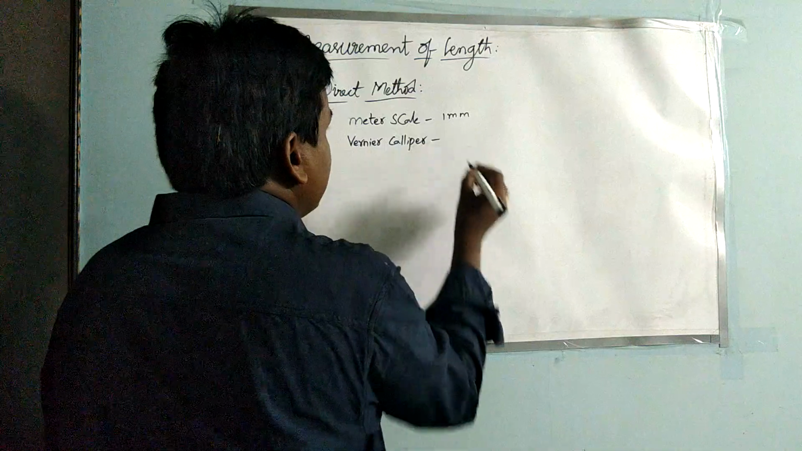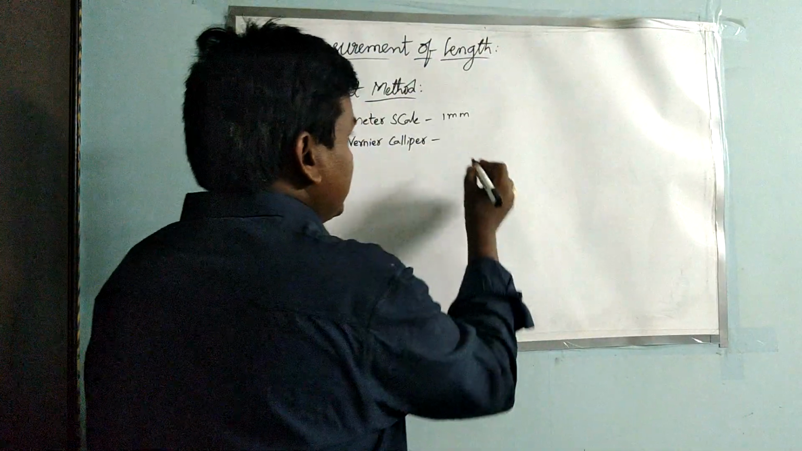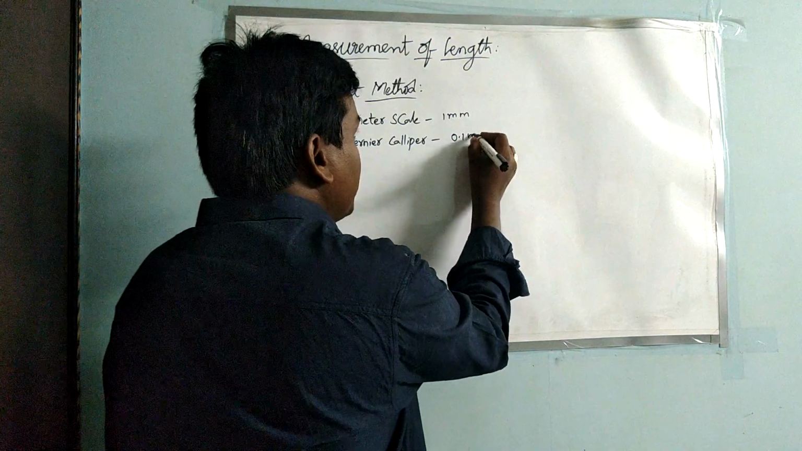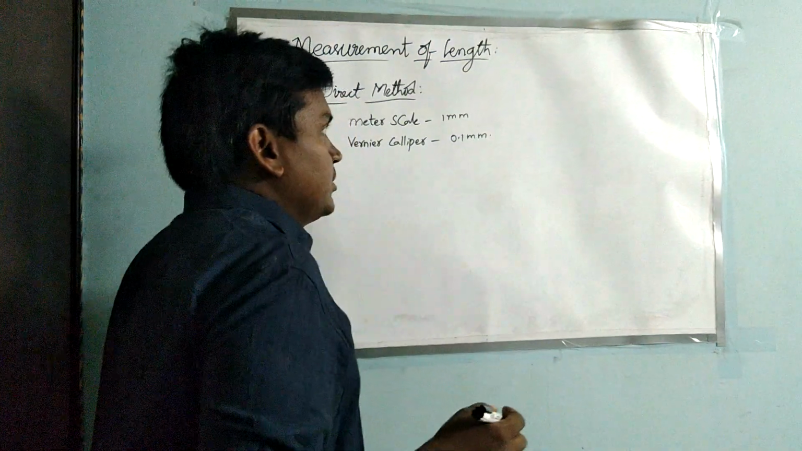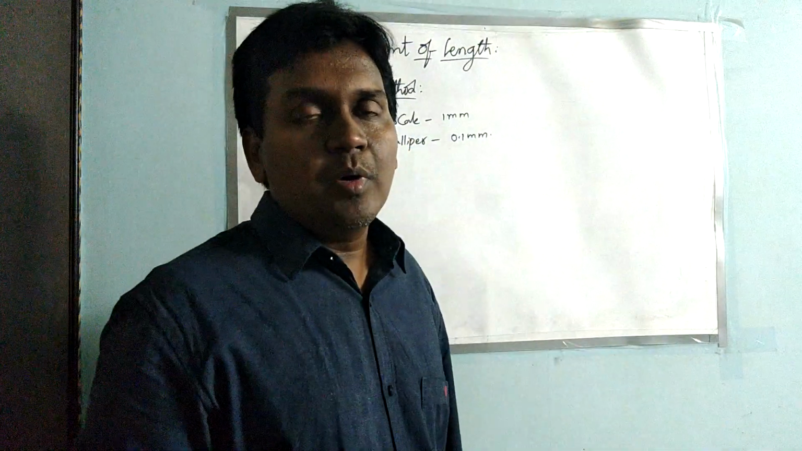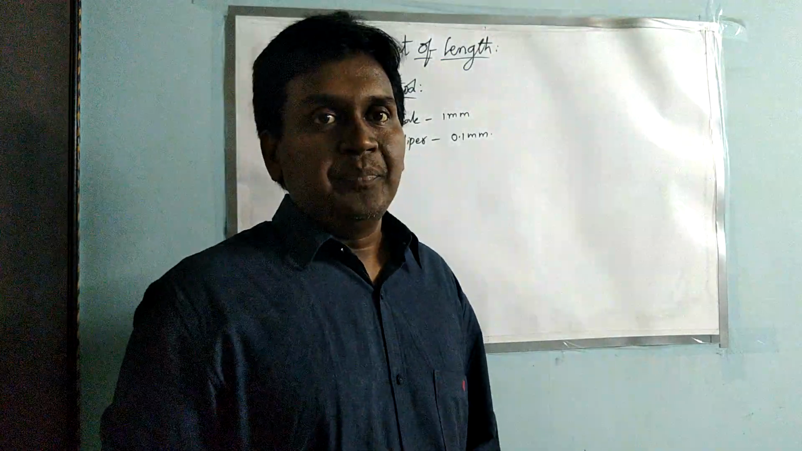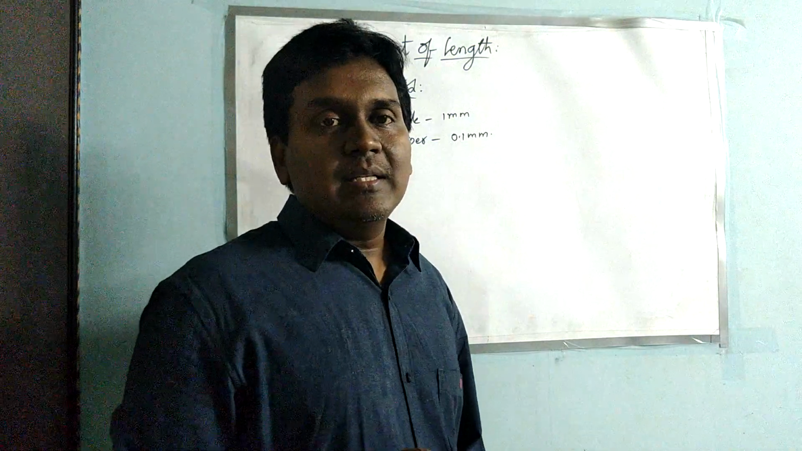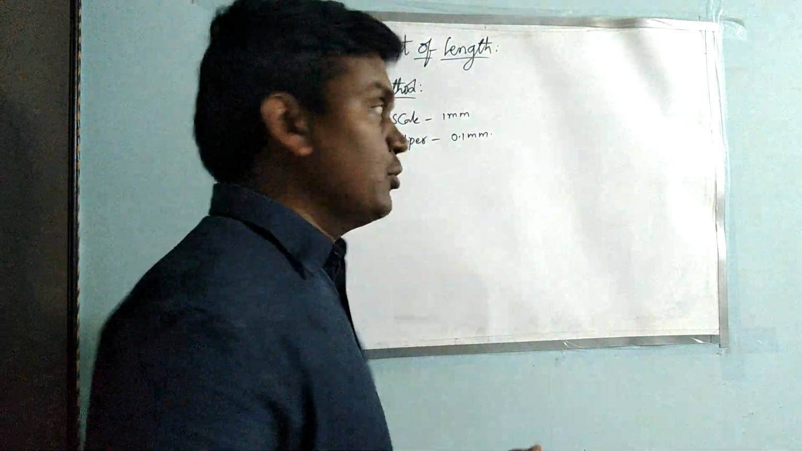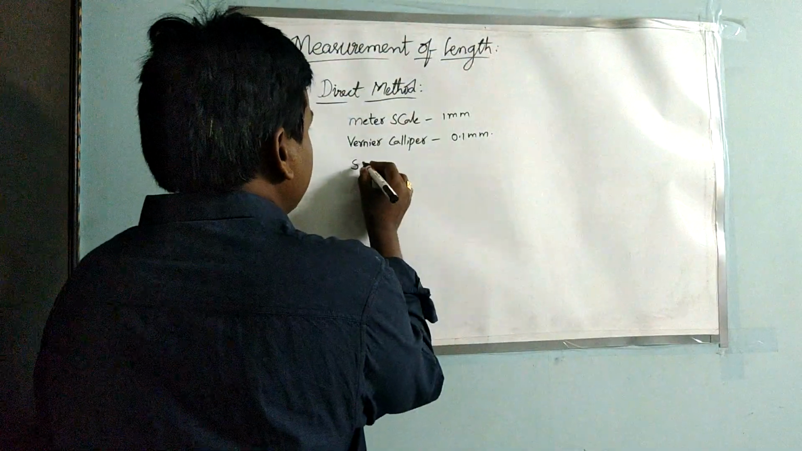The least count of the vernier calipers is 0.1 mm. So by using these vernier calipers, we can measure the length up to 0.1 millimeter. And if I want to measure a length less than 0.1 mm, then I have to go for a screw gauge.